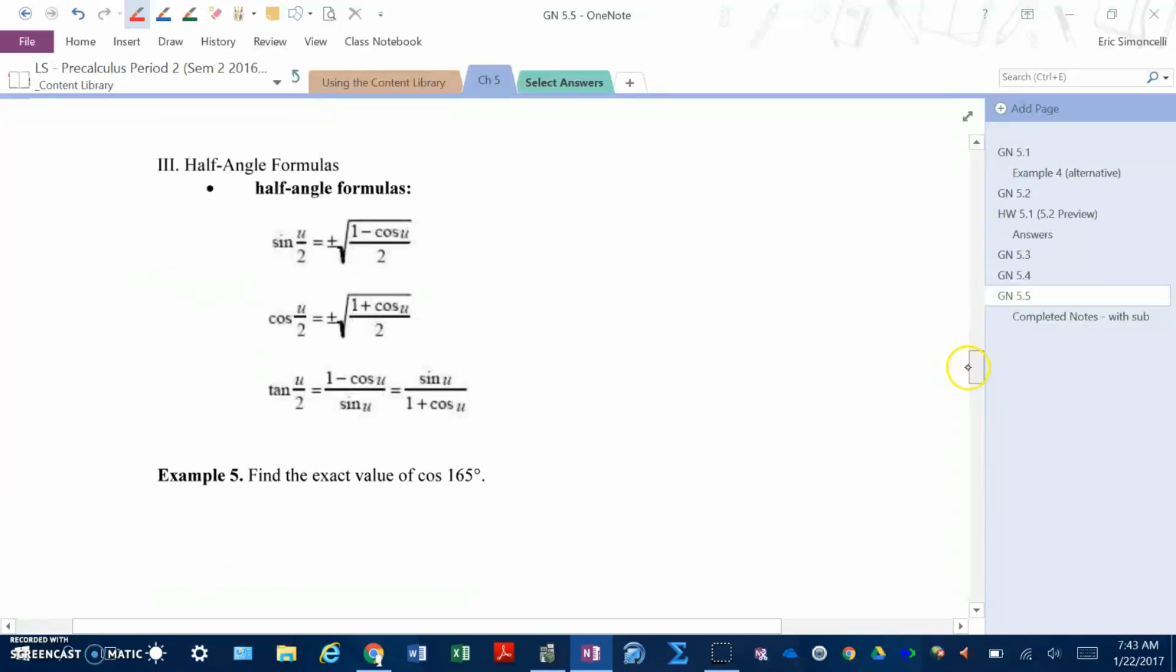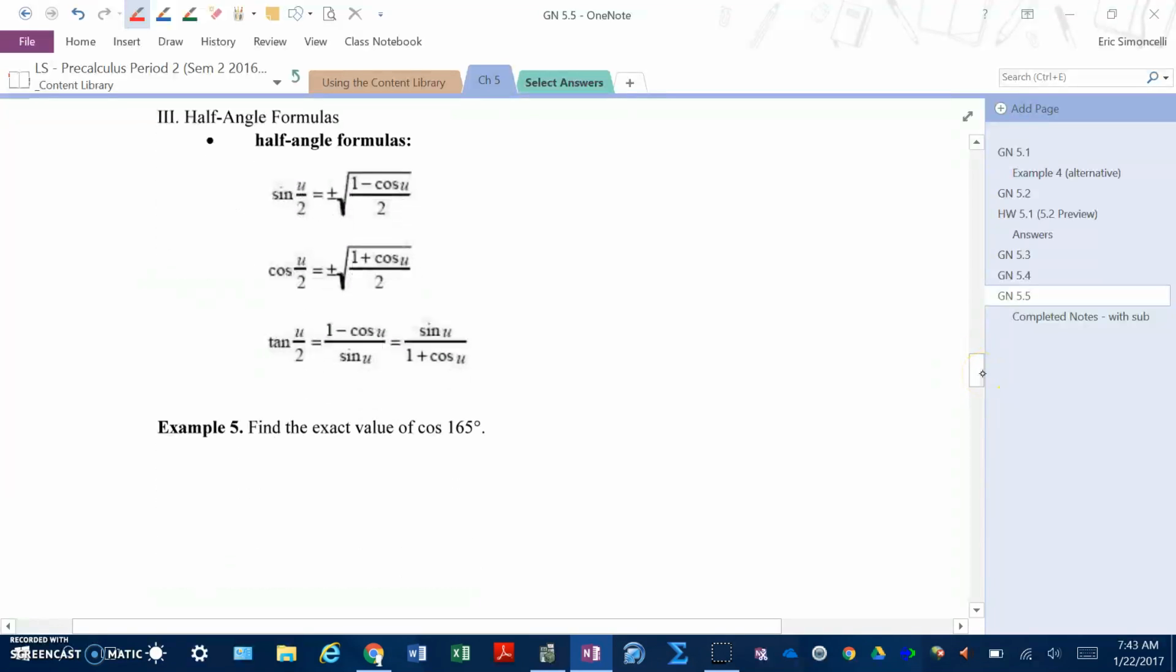Next page, half-angle formulas. So half-angle formulas are interesting. As we've seen in the past, where we were solving half-angles, now we're going to interpret the sine of u over 2, the cosine of u over 2, and the tangent of u over 2 as different forms, particularly with a square root. And you can see there's cosine as well as a fraction. So for example, the sine of u over 2 is plus or minus the square root of 1 minus cosine u all over 2. Cosine of the half angle is plus or minus, while tangent, there's two versions for that.